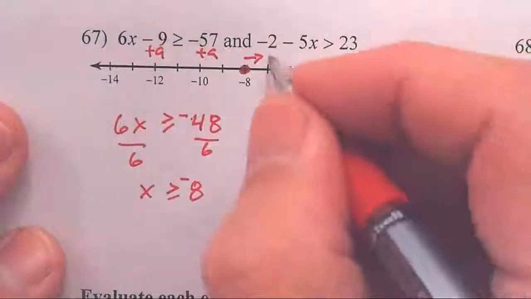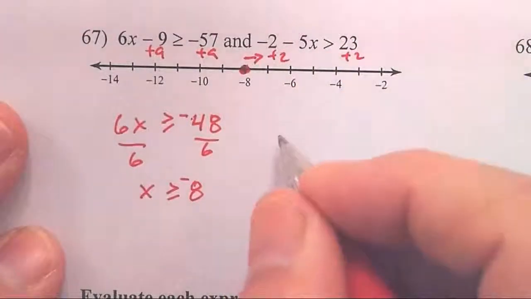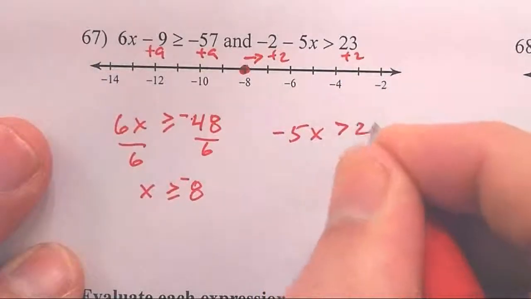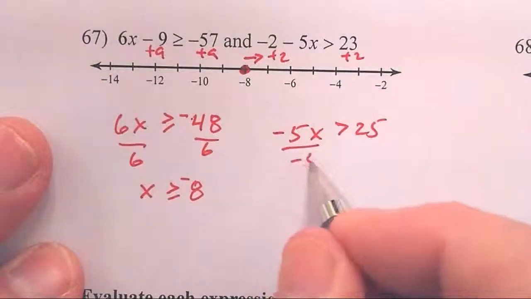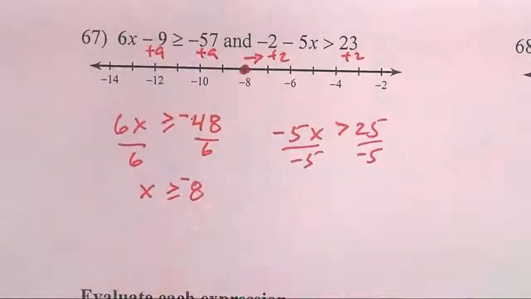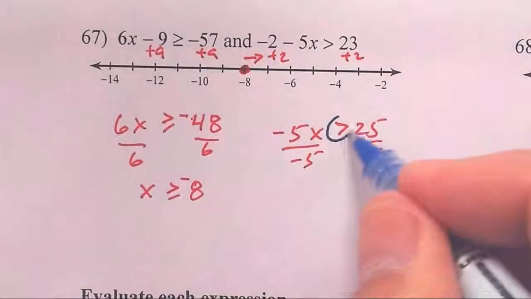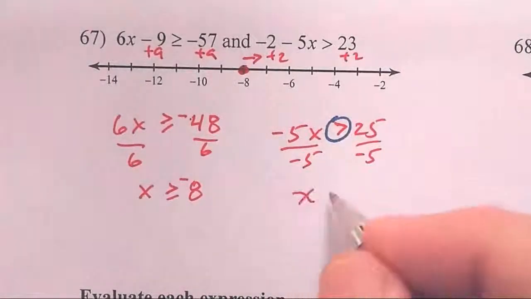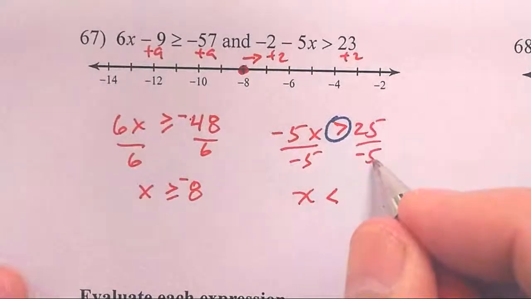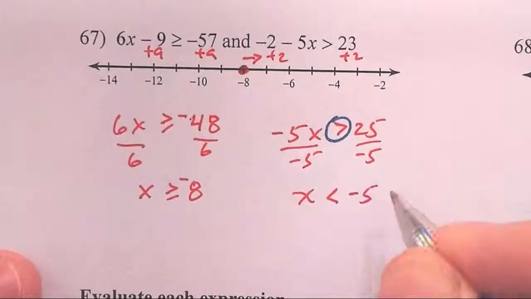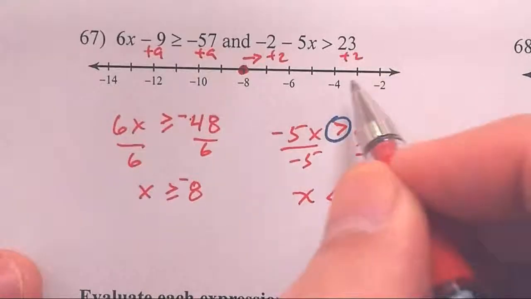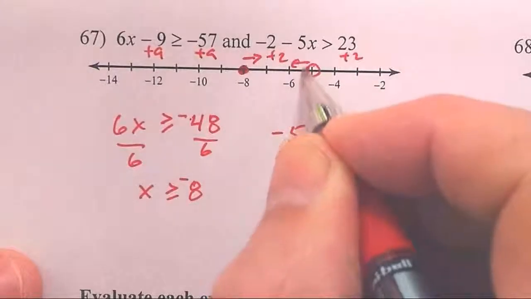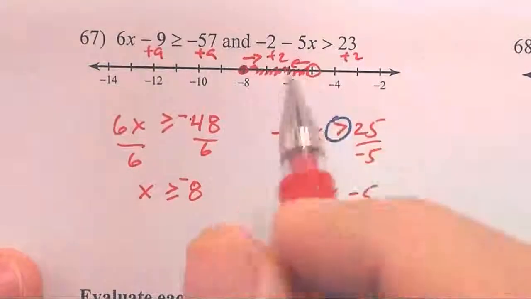Let's take a look at the second equation. Add 2. I get -5x stays greater than 25. I am now rescuing a negative using division. I'm very conscious of that because I know that's a common mistake I've made in the past. Signs change. X is less than 25 divided by -5, -5. So -5 gets a circle. Well, -5 would be here, and I want x's that are smaller than this way. There's my number line solution.